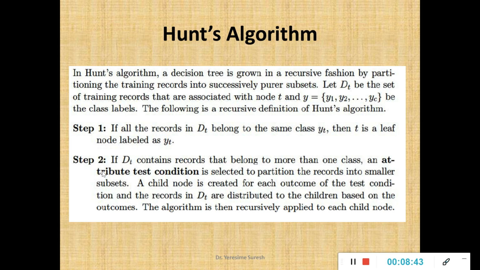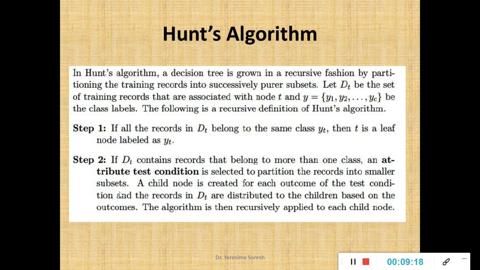So we'll go for the second step. What is the second step saying? If Dt contains records that belong to more than one class, that means it will have pass as well as fail, then an attribute test condition is selected to partition the records into smaller subsets. We are supposed to partition the records. How to partition? I am supposed to select a test attribute condition. How to select it? We'll see. A child node is created for each outcome of the test attribute condition.